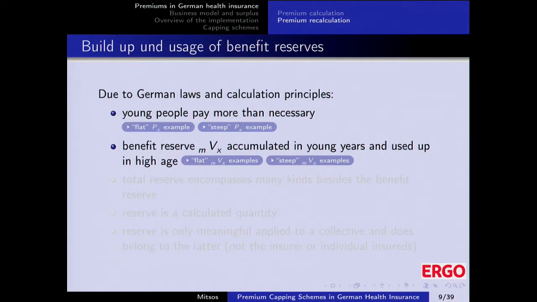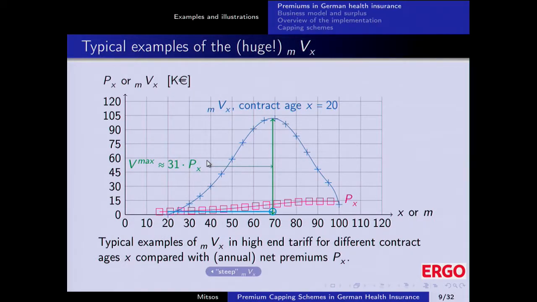And this means we accumulate reserves, and in fact, huge reserves. Here is the same tariff as in the other example. And here I say, if you are one of the few persons who contracts us at age 20 and stays with us until end age 100, he will start accumulating a reserve until the age of 69. And then he will use it.